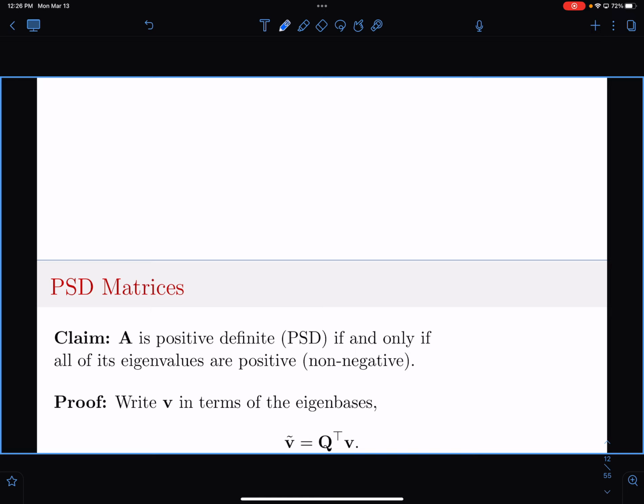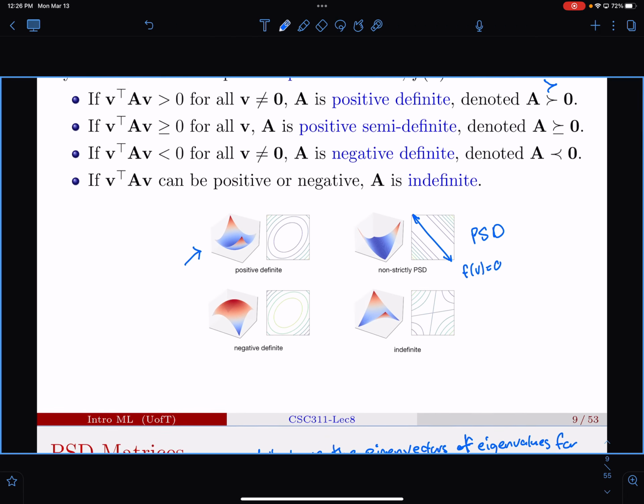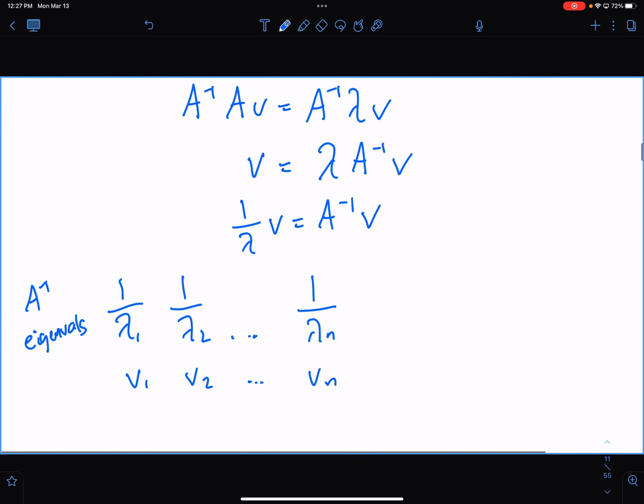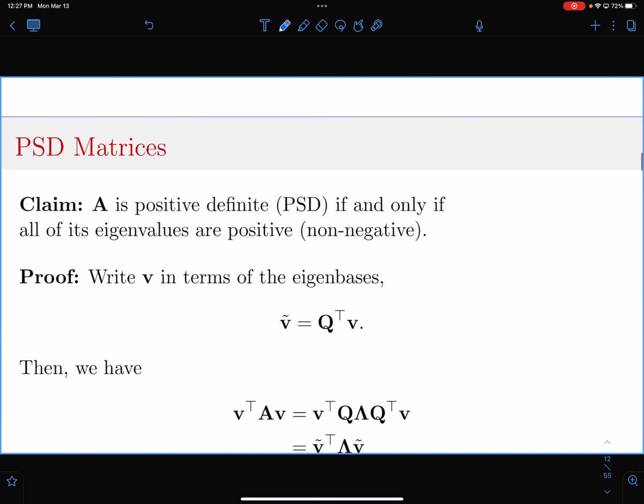There's actually a third property that's pretty important, which is that if A is positive definite, that implies all of its eigenvalues are positive, and vice versa. Intuitively, you can see this in the picture here. For the positive definite matrix, in every single direction the function value is increasing, which means if you do have an eigendirection, the value is positive as well. So that's a geometric intuition. But we can also prove this mathematically.